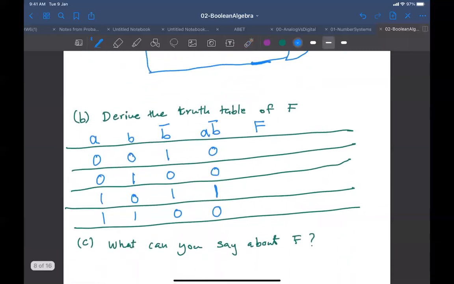So 0 ORed with 0 is 0. 1 ORed with 0 is 1. 0 ORed with 1 is 1. And 1 ORed with 0 is 1. Excellent. What can we say about F?